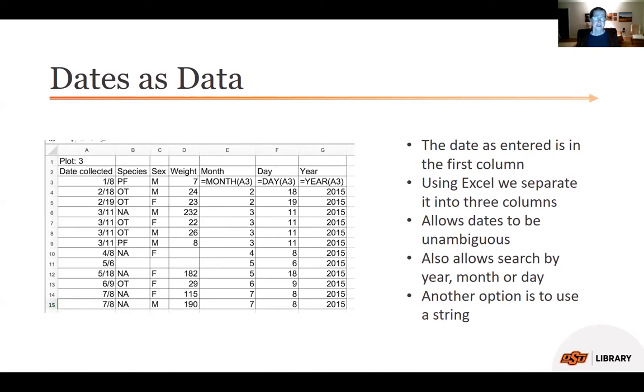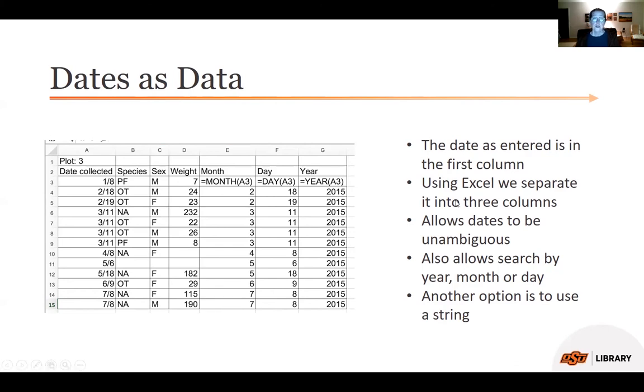The reason for that is that, first of all, you'll notice that the date shown in the first column, column A, does not have a year. And it also is formatted in such a way that it may be ambiguous, depending on the data point. So, by separating into separate columns, we actually allow the values to be unambiguous. We also allow that each one of those values are now searchable.